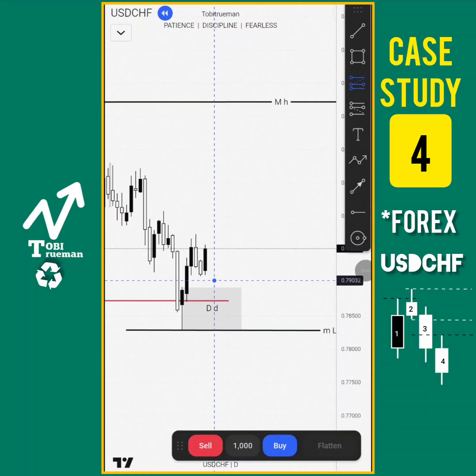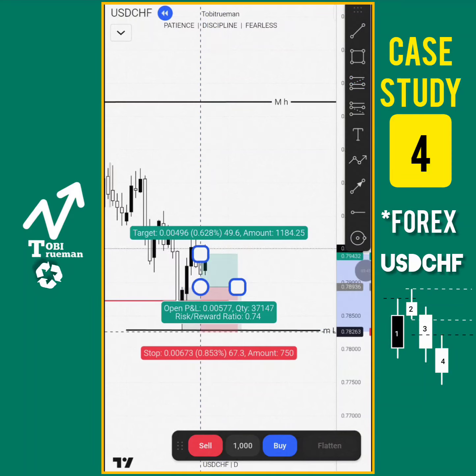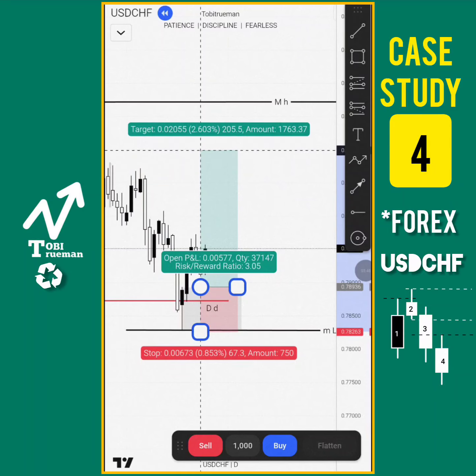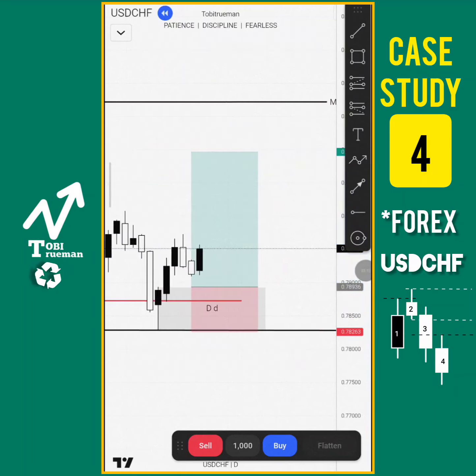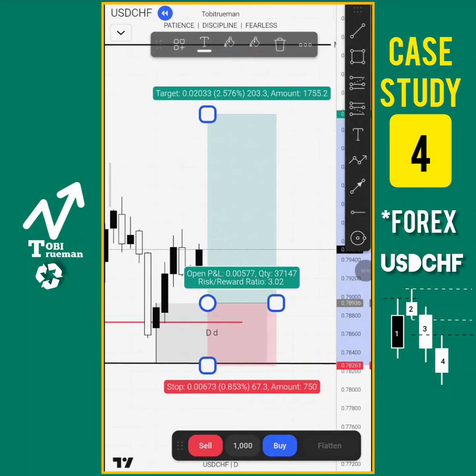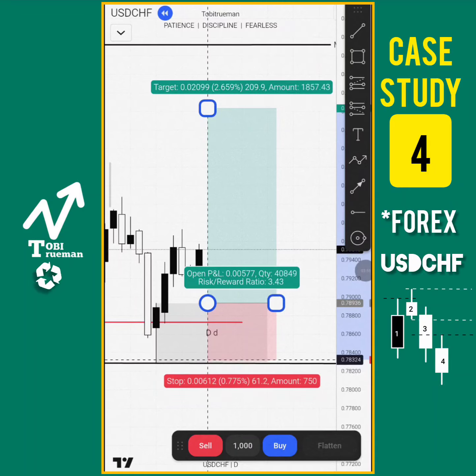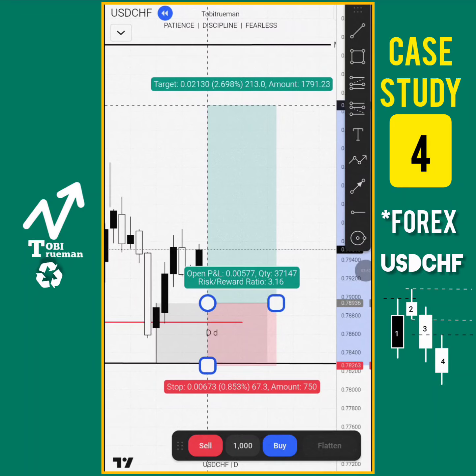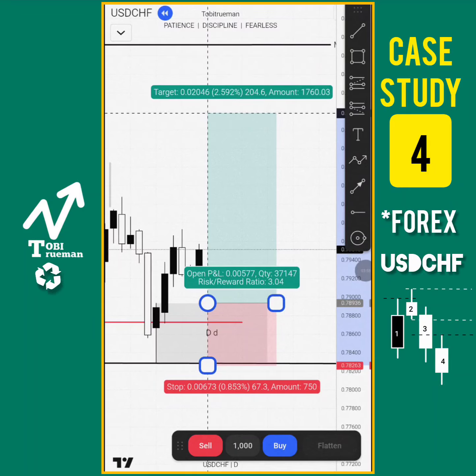And when we buy, our target is usually 1 to 3. All right, we target 1 to 3. That's our target. I usually put it at 1 to 3.03. That's how I take my trade.